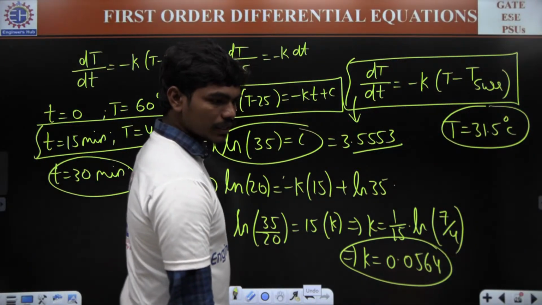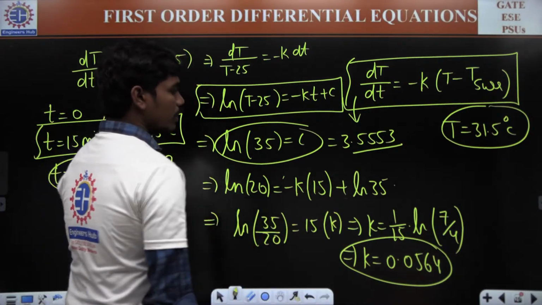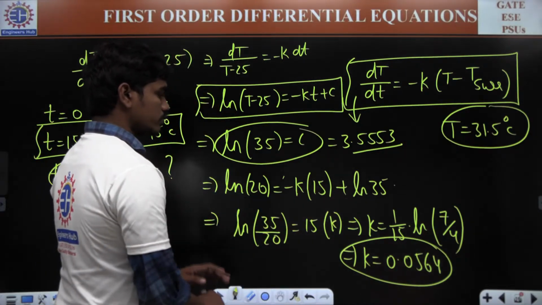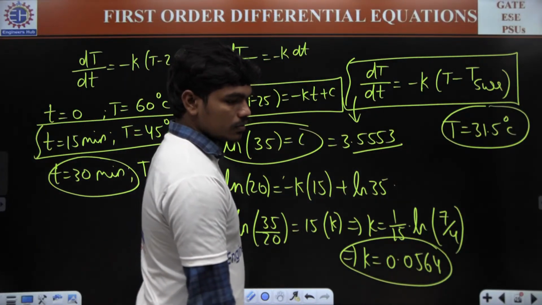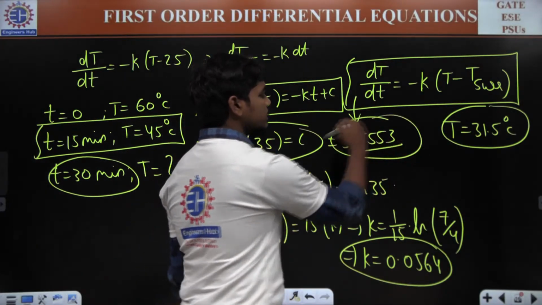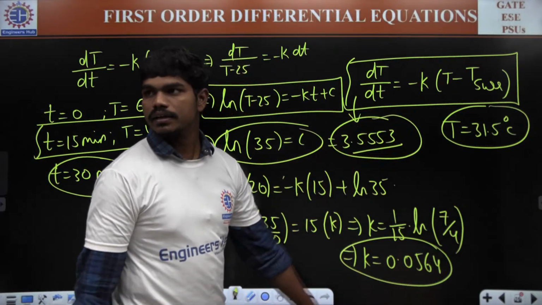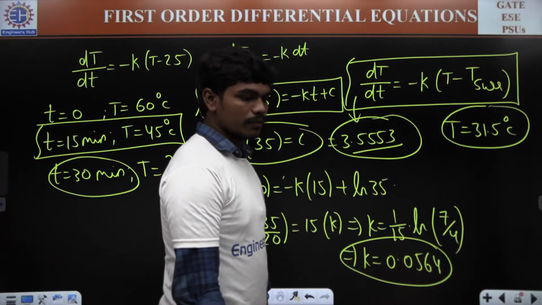I think you have given something different, right? 1 by 15 ln(7 by 4). Yeah, C is 3.553. I agree. Then what about K? 1 by 15 ln(7 by 4).